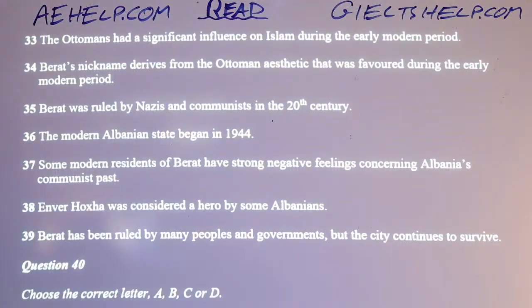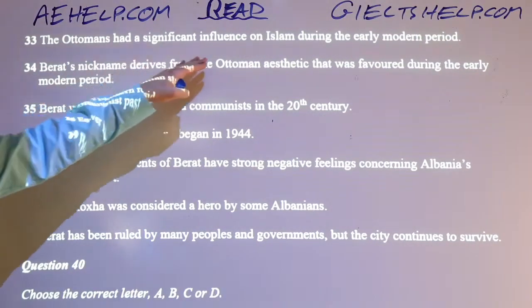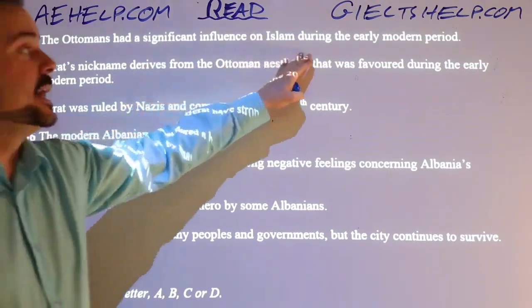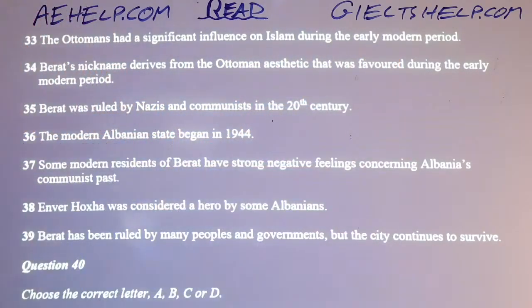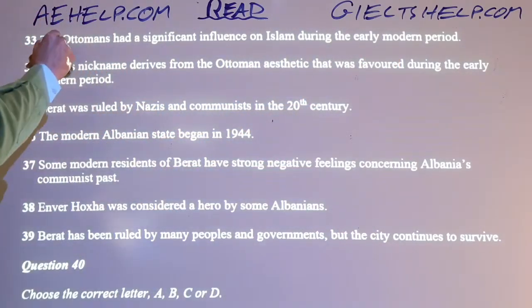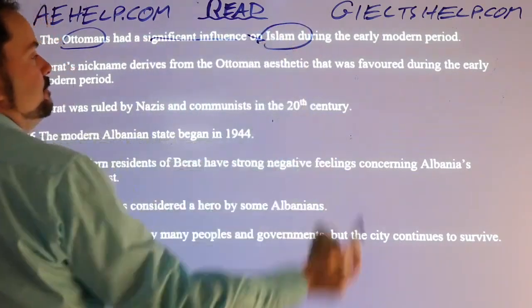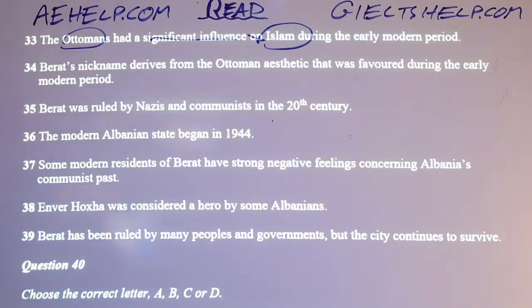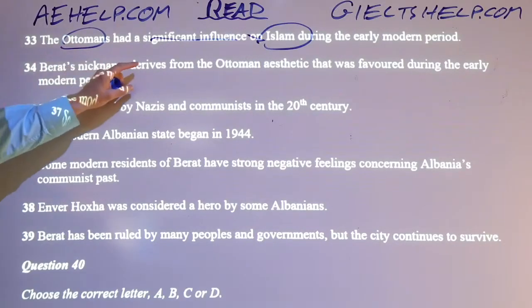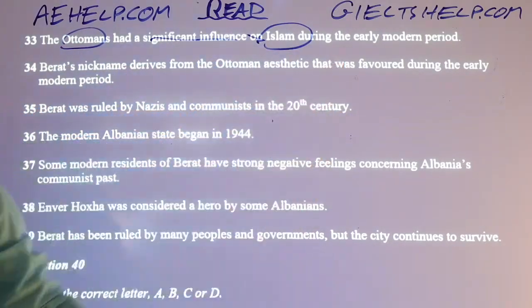Okay. Number 33. The Ottomans had a significant influence on Islam during the early modern period. So here we're talking about the Ottomans and their influence on Islam. Is it important for this passage to understand the Ottomans' influence on Islamic religion? First, we have to figure out if it's given or not given, because if it's not given, then we just indicate not given and we move on.